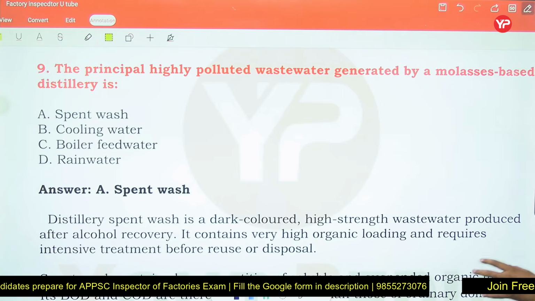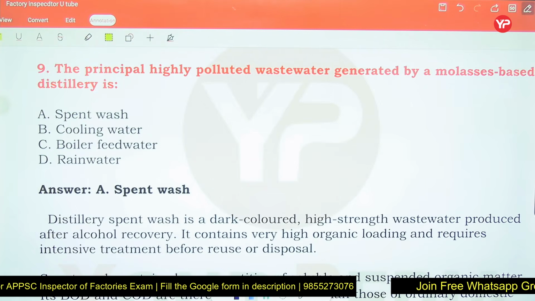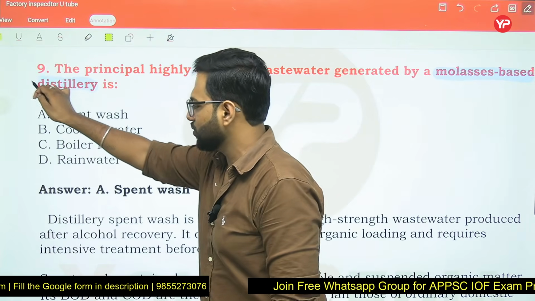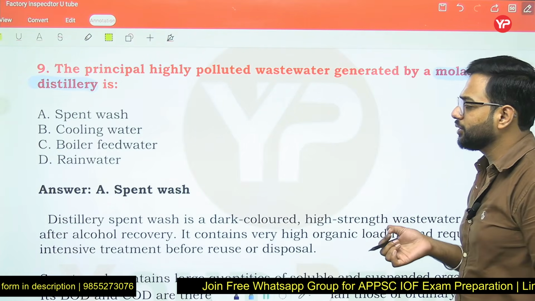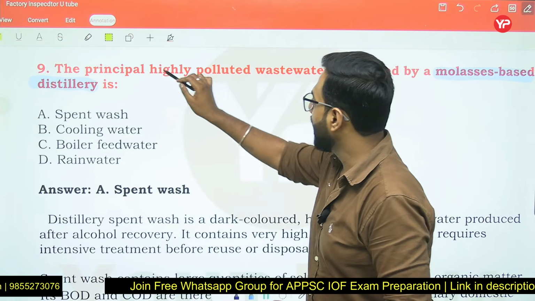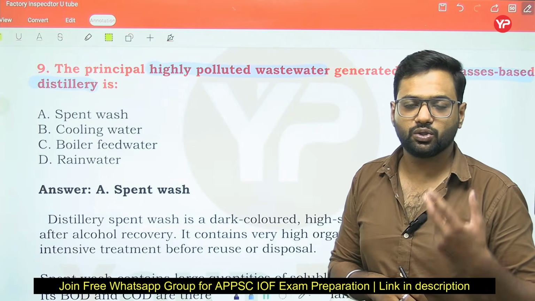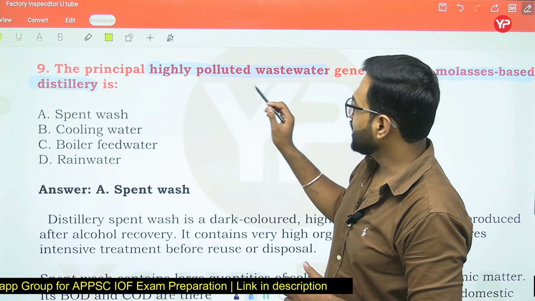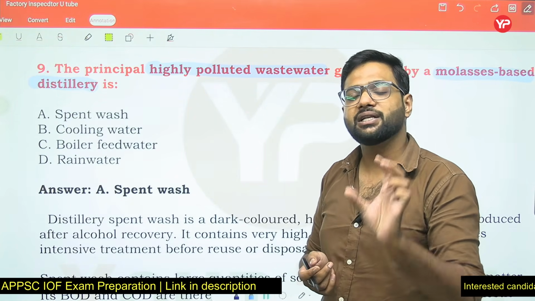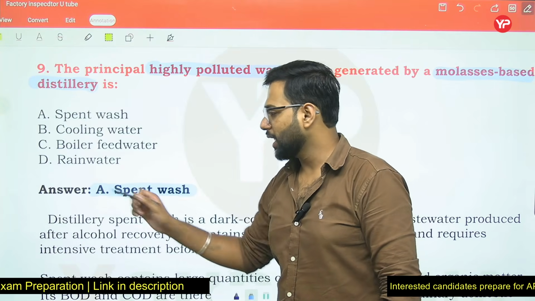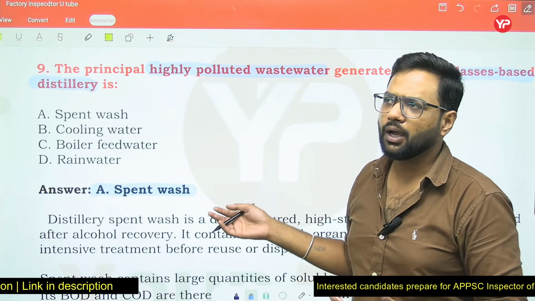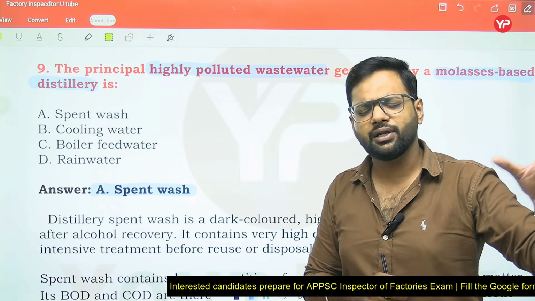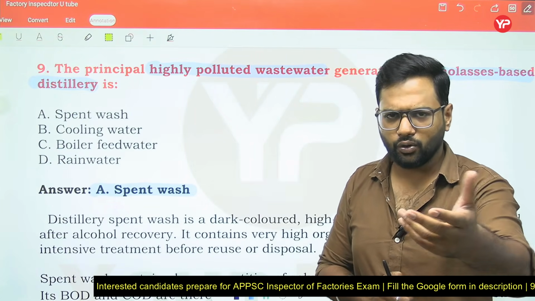The principal highly polluted wastewater generated by molasses based distilleries. The question asked about the principal highly polluted wastewater. That is a very important point, highly polluted, because we know from distilleries two types of wastewater are there: spent wash and spent lees. So if the question asks about the principal highly polluted one, we know the high strength wastewater is spent wash. Around 15 to 20 liters of spent wash is released during the manufacturing of 1 liter of alcohol generally.